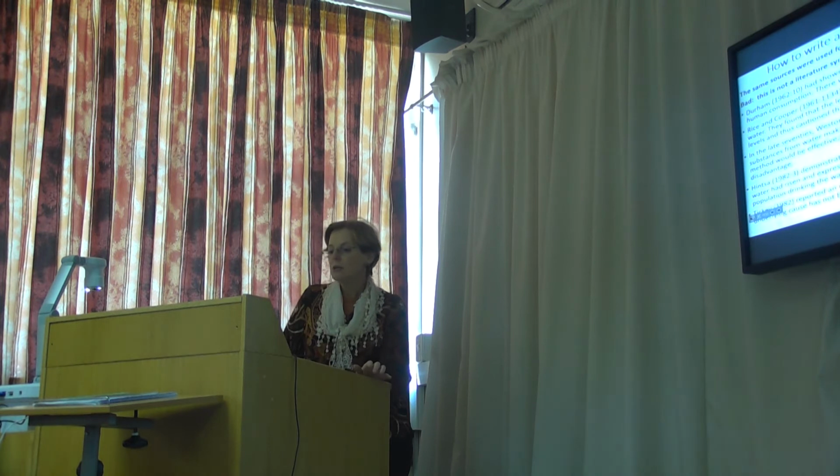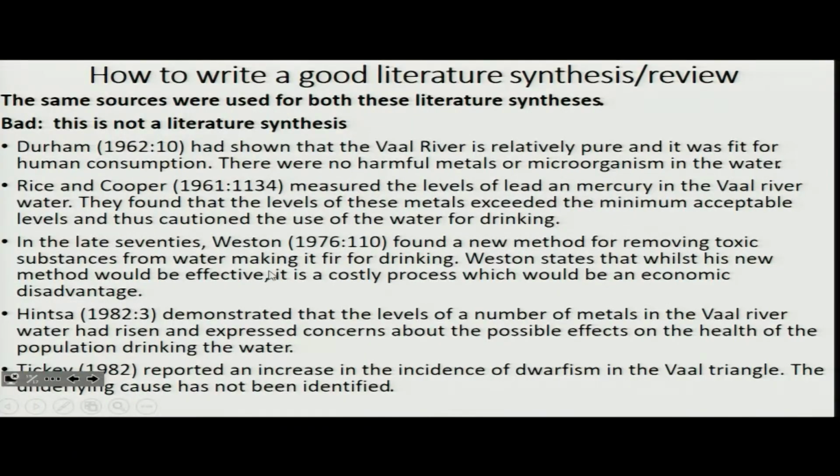We say, Durham, and I'm not going to read the in-brackets, you can just take note of it. Durham had shown that the Vaal River is relatively pure and it was fit for human consumption. There were no harmful metals or microorganisms in the water. Phew. I hope you see the date. That was in 1962. I'm not sure whether this is currently the case or not. Currently it's bad. But we're not into what is happening now. We just look at how it was when this piece was written.